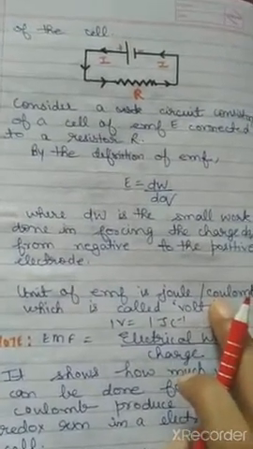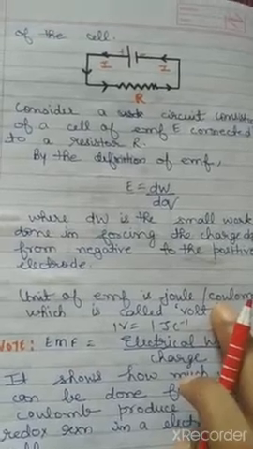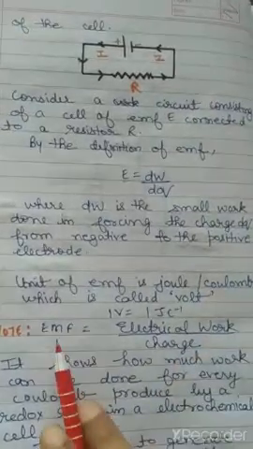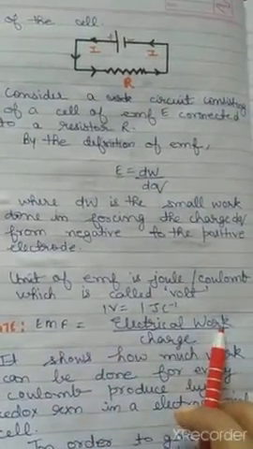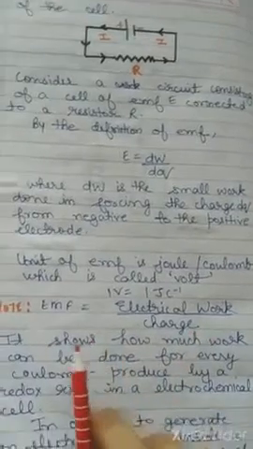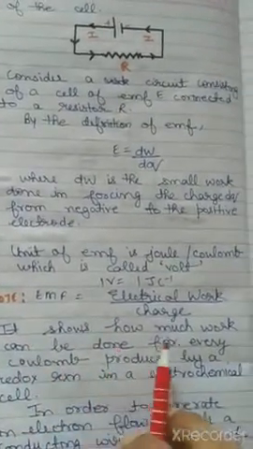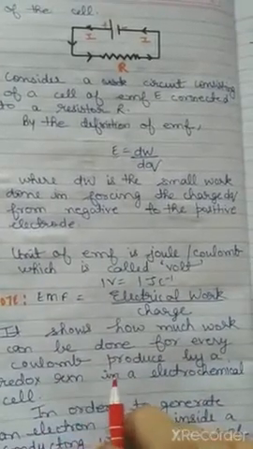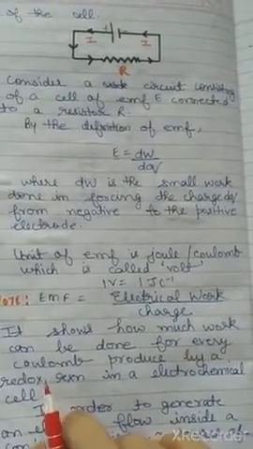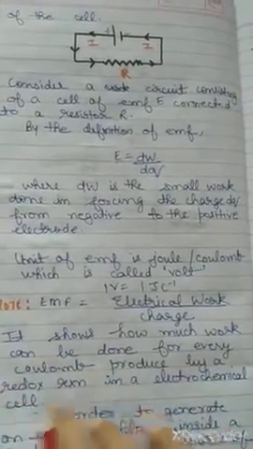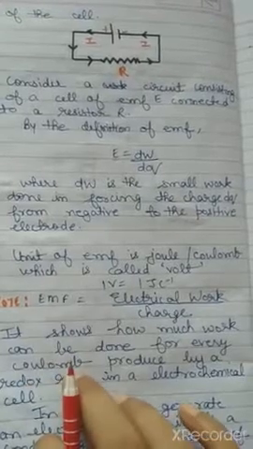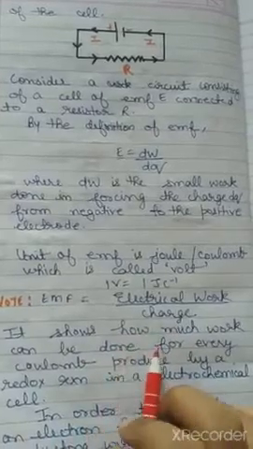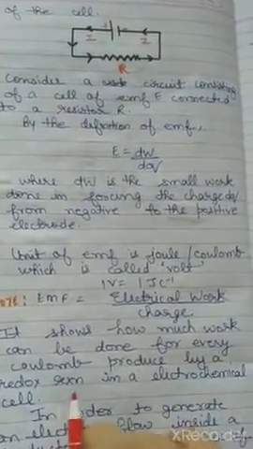Also the word electromotive means electron motion. That means it provides motion to the electrons. So EMF can be written as the electric work upon charge. And what does it show? It shows how much work can be done for every coulomb produced by a redox reaction in an electrochemical cell. As I told you, in an electrochemical cell a redox reaction takes place. So EMF shows how much work can be done for every coulomb produced by a redox reaction in an electrochemical cell.